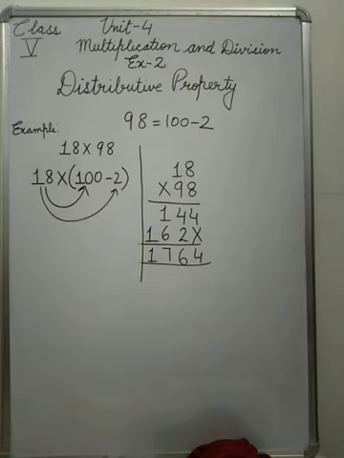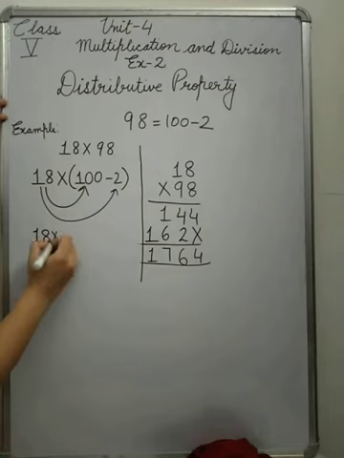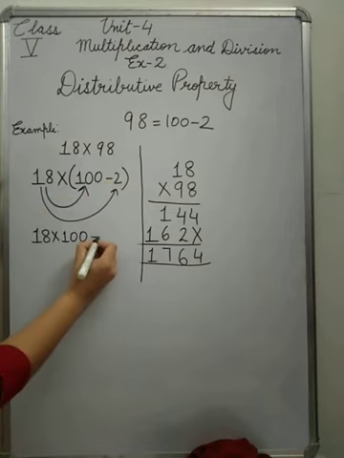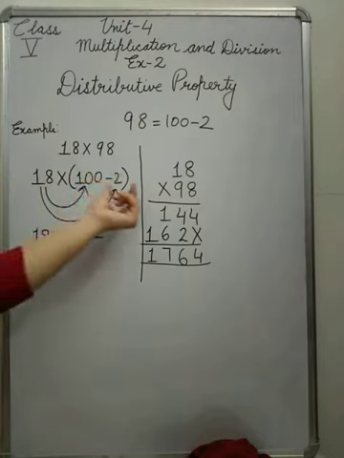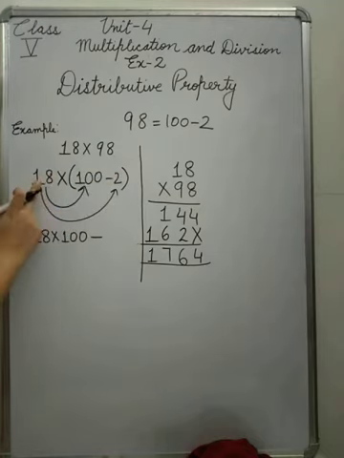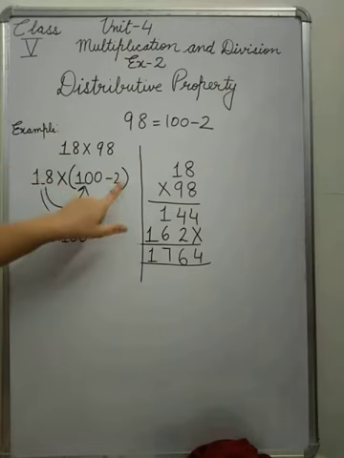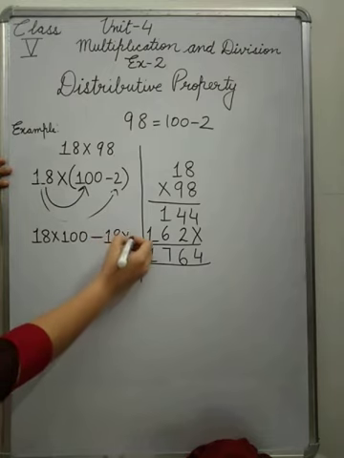See, now how do you do it? 18 into 100, write it here, 18 into 100. Okay, now this minus sign is there, so place that minus sign here. Now the next, 18 into 2. This is done. What is remaining? 18 into 2. This 18 will distribute to 100 also, and this 18 will distribute to 2 also.